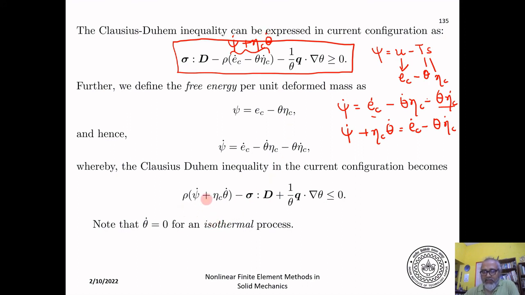So that's what we have done here, and changed the sign. So we have multiplied it by minus all through, so this becomes less than or equal to 0. And for an isothermal process, theta dot is equal to 0. So this vanishes. And this will be the expression for the Clausius-Duhem inequality in the current configuration.